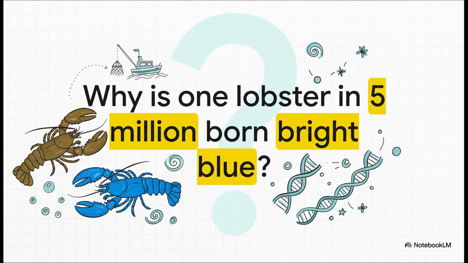Okay, let's start with a really cool puzzle from the ocean. You know what a lobster looks like, right? Kind of that muddy greenish-brown color. But every now and then, we're talking like 1 in 5 million, a fisherman pulls one up that is this incredible electric blue. Now, it's not a different species, it's perfectly healthy. So, what is going on there?